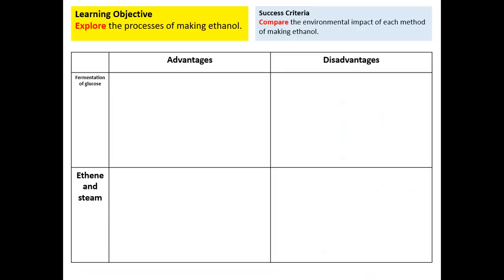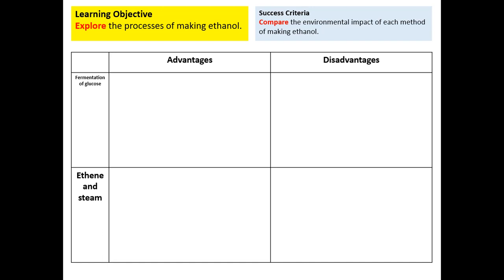So what I want you to do, this is your task for today's lesson, is I want you to create a table. You might want to use a full page, definitely half a page, because you're going to put 3 or 4 things in each box. Now, going back over what I've just talked about, I want you to basically categorise each of those as an advantage or a disadvantage for each one.